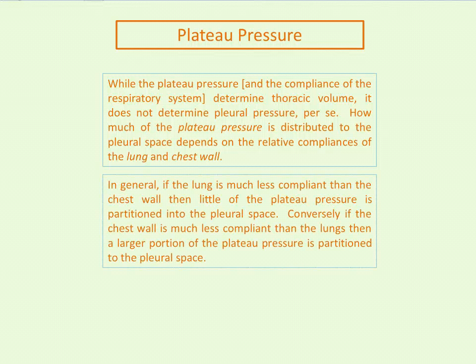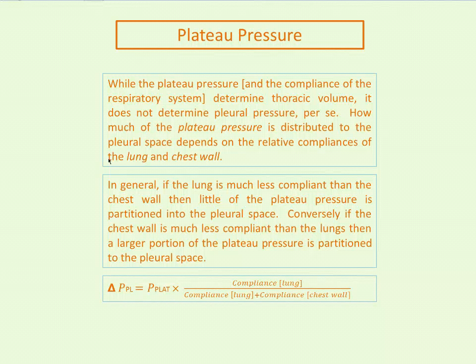In general, if the lung is much less compliant than the chest wall, then less of the plateau pressure, less of the alveolar pressure, is partitioned into the pleural space. And in that situation, you have a higher transpulmonary pressure, which is the alveolar pressure less the pleural pressure. Conversely, if the chest wall is much less compliant than the lungs, then a larger portion of the plateau pressure or alveolar is partitioned into the pleural space, and in that situation you'd have a lower transpulmonary pressure, which is, again, alveolar pressure less the pleural pressure.